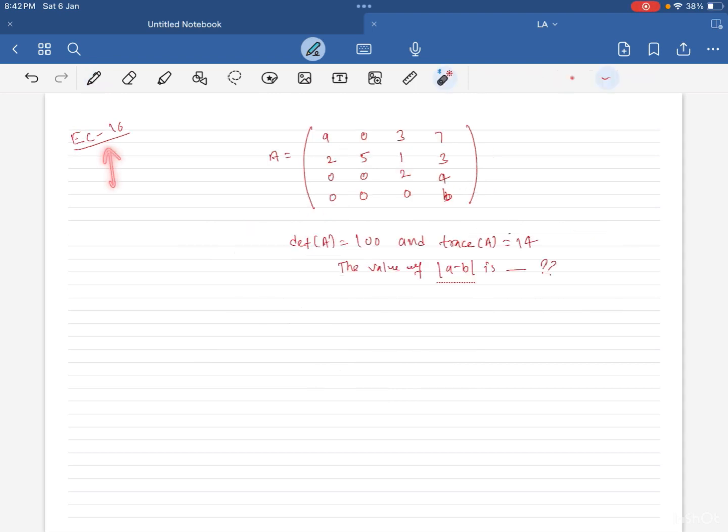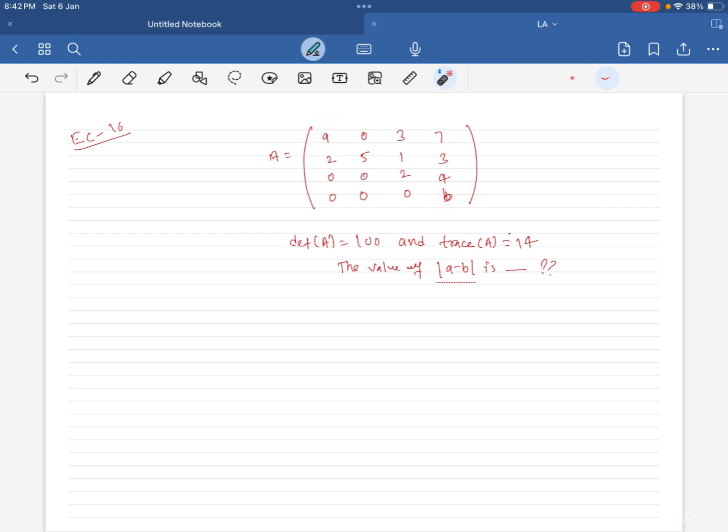So this question is from EC 2016, and we have been given this matrix A. We have also been given that the determinant of A is 100 and the trace of A is 14. We have to find the absolute value of the difference of A and B. So where is A? A is here and B is here.